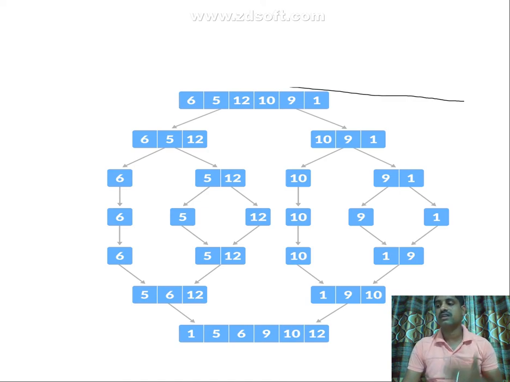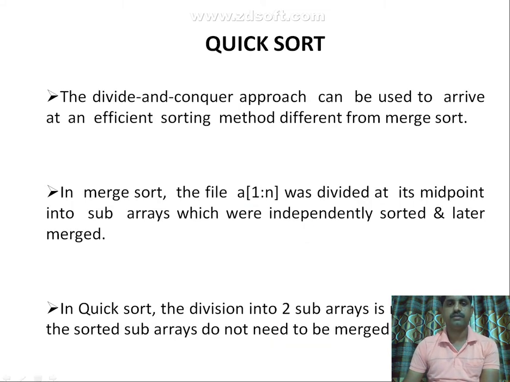The sequence of recursive calls produced by the merge sort continues like this. Here, 10, 9, 1: 10 is one part and 9, 1 is split further. Then these two are merged into 1, 9, then 1, 9, 10. Then both halves are merged, 5, 6, 12 and 1, 9, 10, giving 1, 5, 6, 9, 10, 12. Likewise we have to construct the sequence of recursive calls for merge sort.